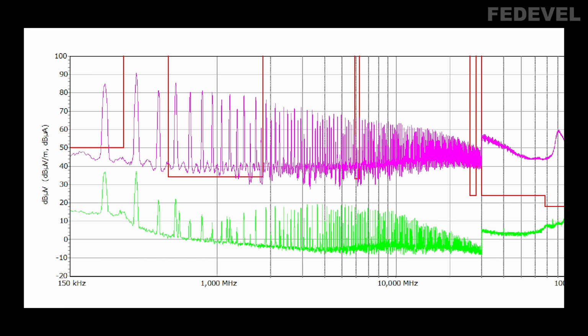Once we make our improvements, these are the results we will get. So these purple measurements are the measurements from the original board, and these green measurements are the measurements after we improve the board. And you can see the green measurements are nicely below the allowed limits.